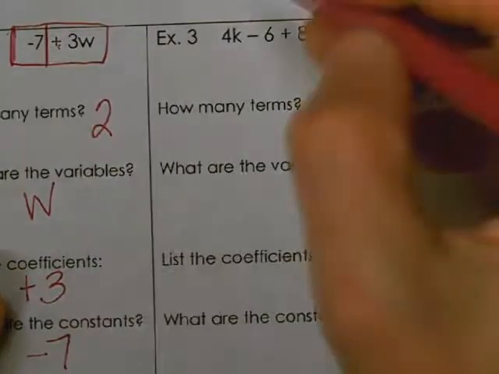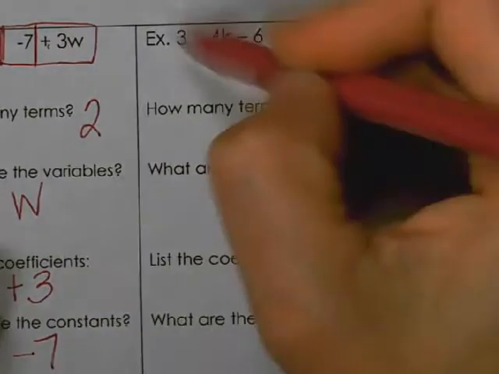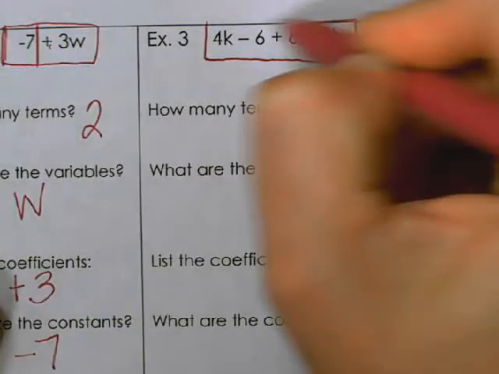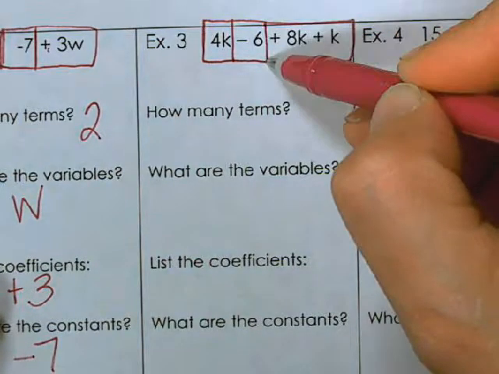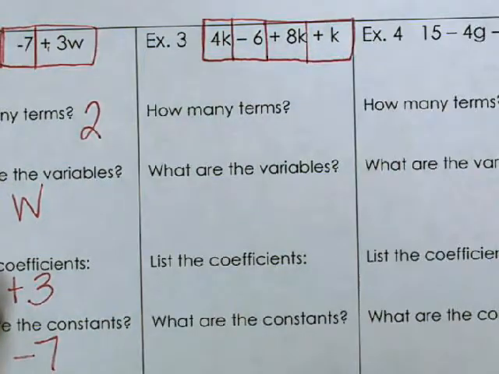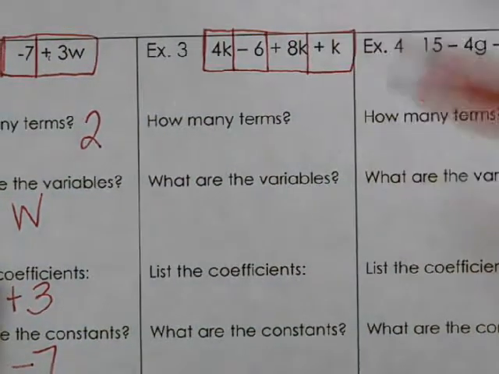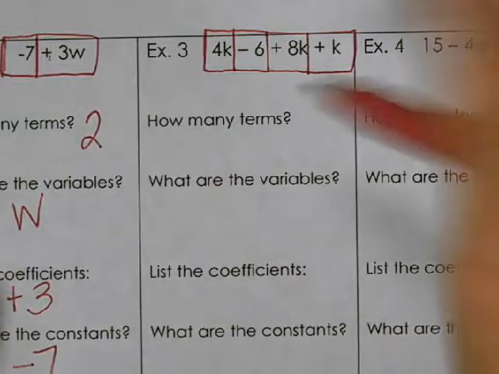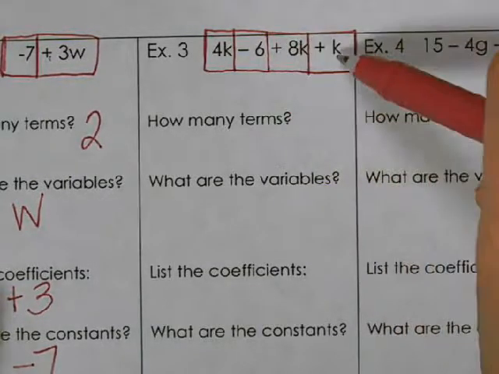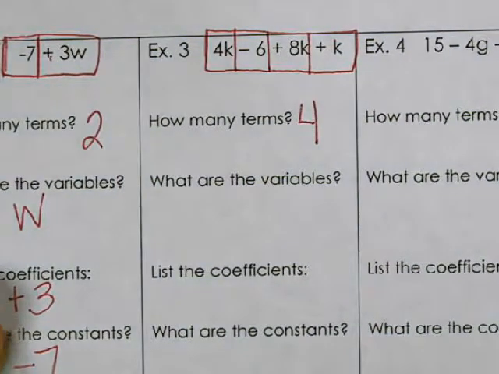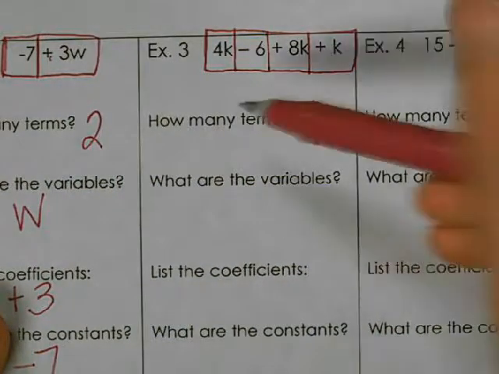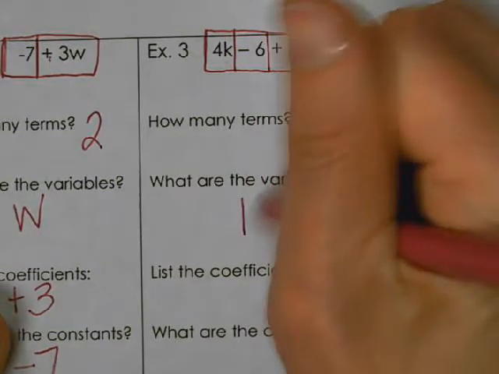Okay, in example 3, how many terms are there? Okay, so we're going to box it up, and we're going to separate it by addition and subtraction. So there's a subtraction sign, there's the addition sign, and there's the addition sign. So we're going to put the line before we write it. And so how many terms are there? 1, 2, 3, 4. So there's 4 terms. What are the variables? Variables, remember, are the letters. So the letter is K.